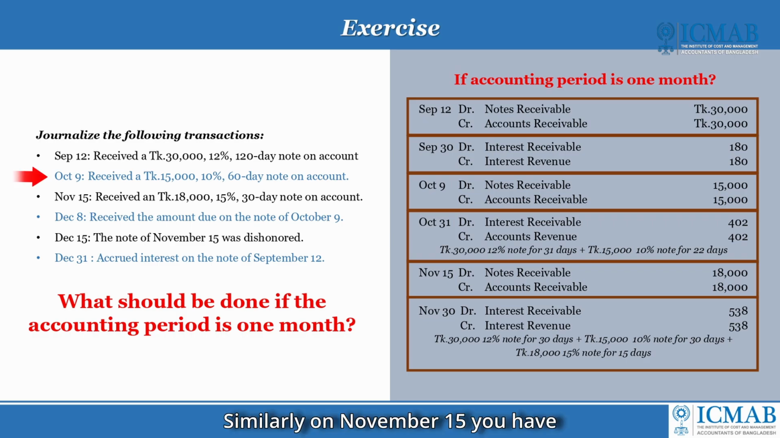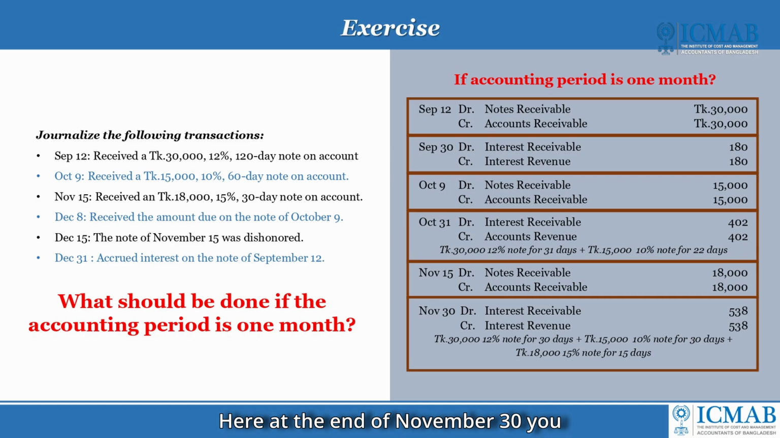Similarly, on November 15th you have received another note amounting taka 18,000 at the rate of 15% for 30 days. So the journal entry should be note receivable account debit and account receivable account credit. At the end of November 30 you have to give adjusting entry which is interest receivable account debit and interest revenue account credit, but you have to determine the value of total interest revenue.